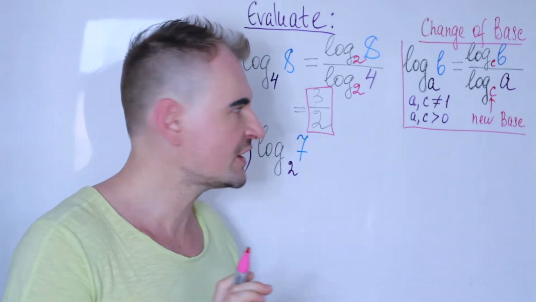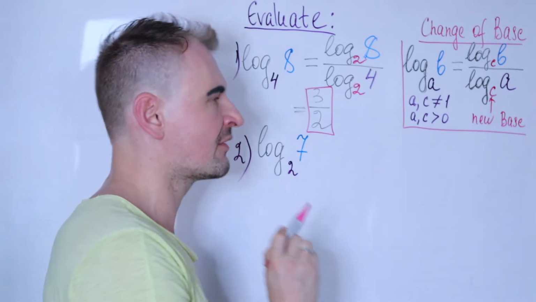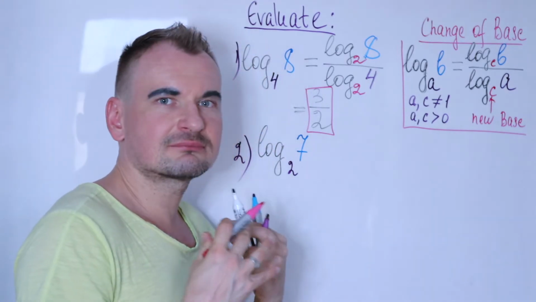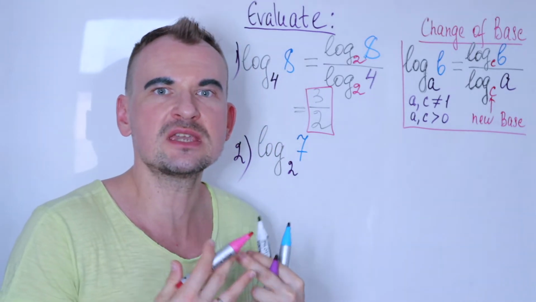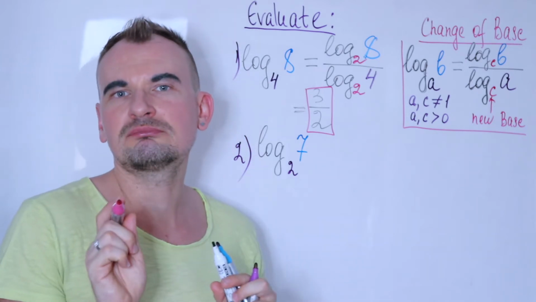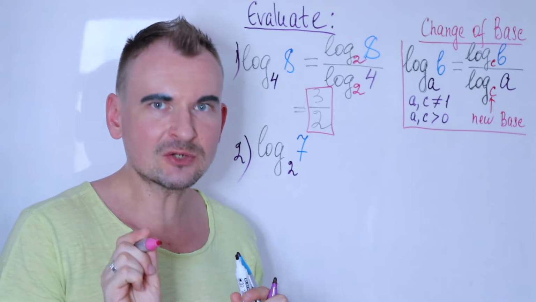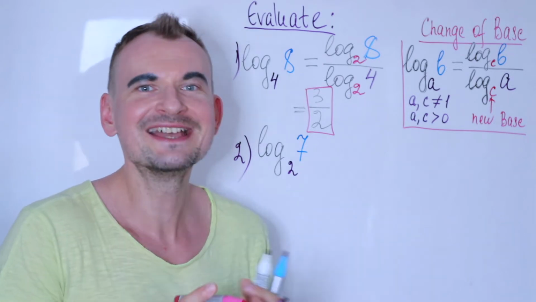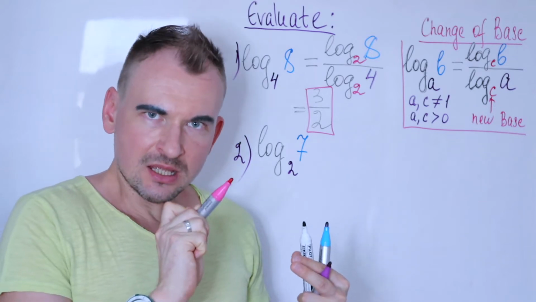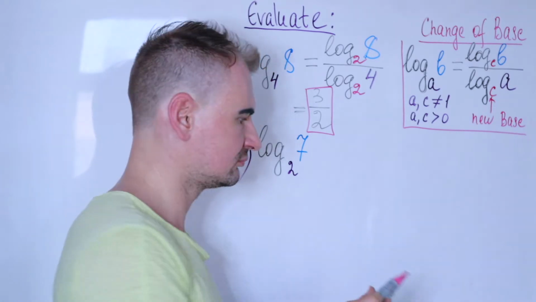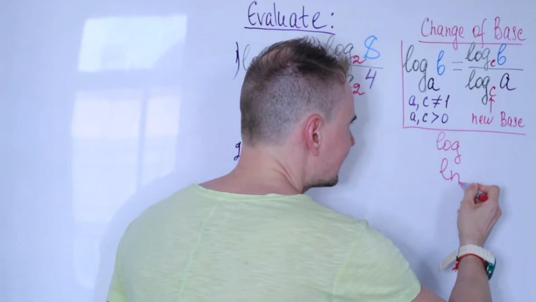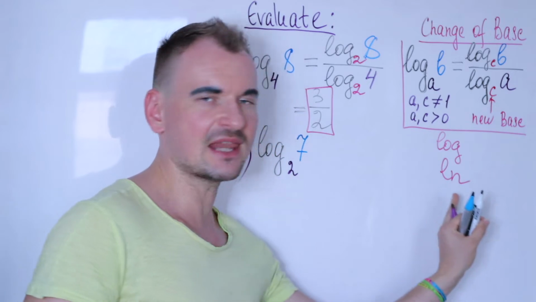So all you do is rewrite this logarithm with a new base. And the question that can be raised over here is, what base should I pick? Well, if you look at your calculator, it hopefully has two buttons. Just log without any base, something like this. And there is another button, it says ln.